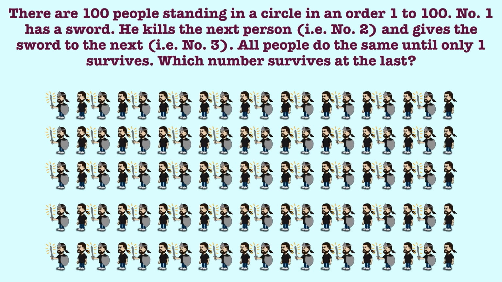So let me repeat the problem. There are 100 people numbered from 1 to 100. Number 1 has a sword. He kills the next person, that is number 2, and gives the sword to the next, that is number 3. All people do the same until only one survives. You are supposed to identify which number survives at the last.